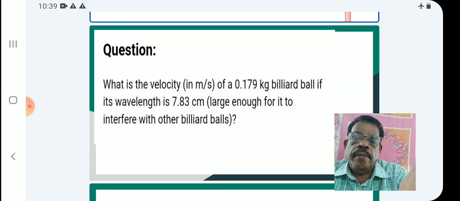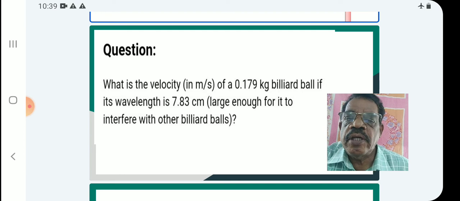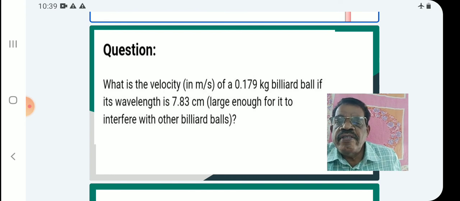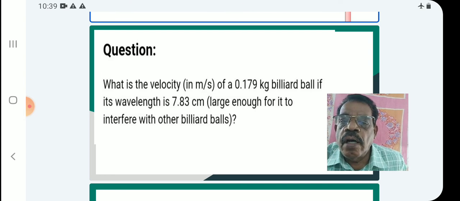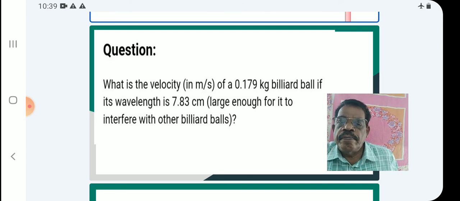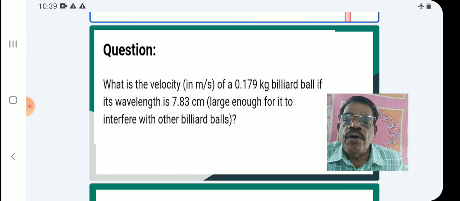Another question. What is the velocity in meter per second of a 0.179 kilogram billiard ball if its wavelength is 7.8 centimeter, large enough for it to interfere with other billiard balls? What is the velocity in meter per second of a 0.179 kg billiard ball if its wavelength is 7.8 centimeter?